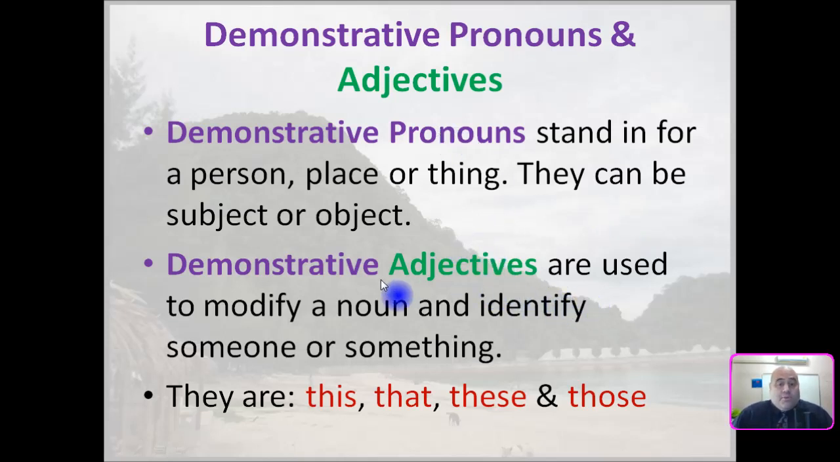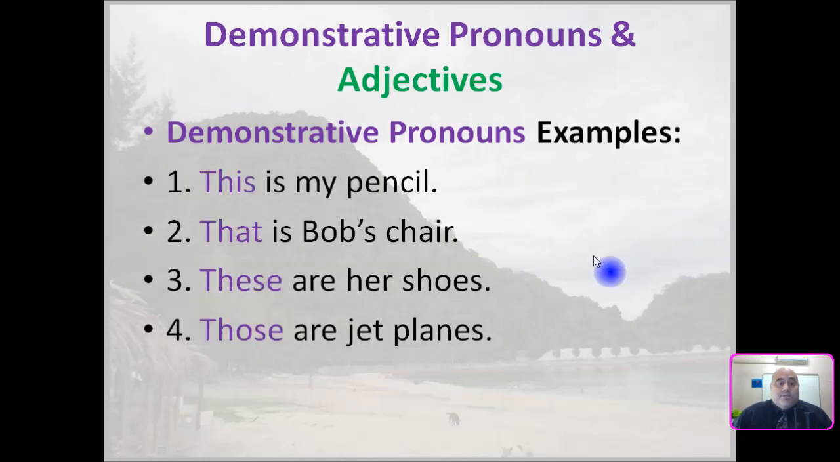There are other demonstrative adjectives. There's many more. But in this video, we're just going to talk about this, that, these, and those. Here's our examples of demonstrative pronouns. Sentence number 1. This is my pencil. Number 2. That is Bob's chair. Number 3. These are her shoes. Number 4. Those are jet planes. This, that, these, and those. They're the 4 demonstrative pronouns.